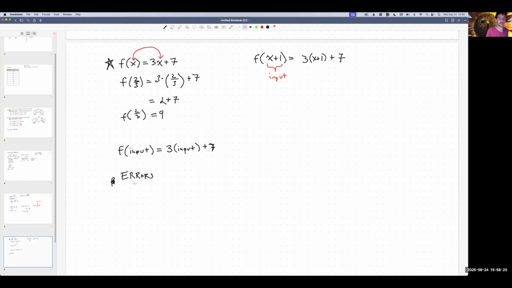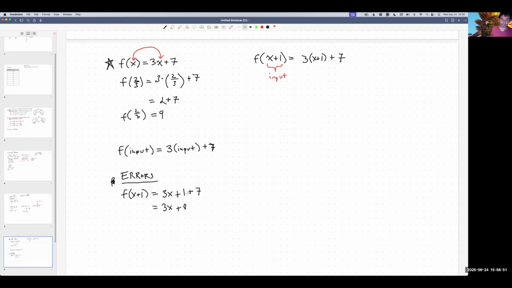So I think these will illustrate some things. F of x plus 1. One thing I often see is just 3x plus 1 plus 7. Right? The big mistake here, well, what happens if we simplify this a little? Well, we've just got 3x plus 1 plus 7, which is the same as plus 8.